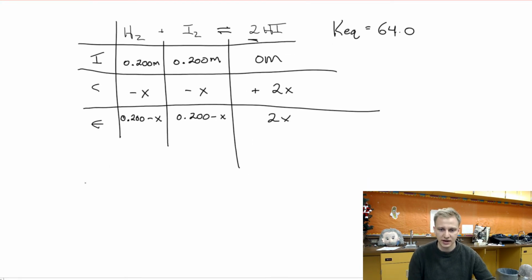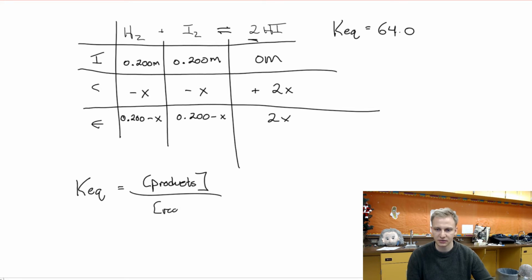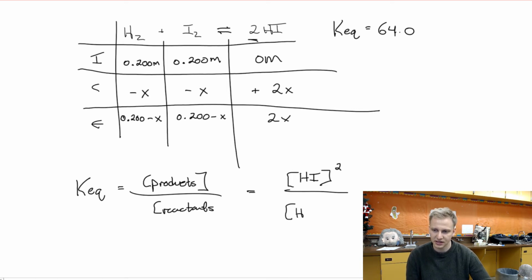And so what we can do then is set up our KEQ expression, where we have the concentration of products divided by the concentration of reactants. And we can convert that now to our chemical formula. For the concentration of products, we have HI, and because we have a balancing coefficient of 2, we need to square that. And then on the bottom here, we'll have the H2 and the I2.